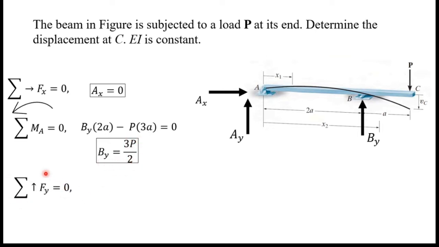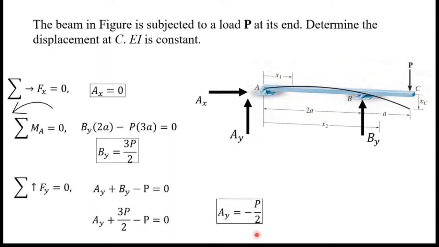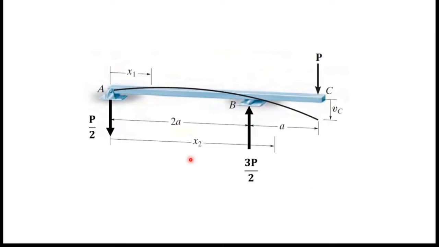Next I will consider the sum of all the vertical forces. I will have Ay plus By minus P equals 0. I can substitute the By value, then I will have Ay plus 3P over 2 minus P equals 0. When I simplify this, I get Ay equals minus P over 2. This minus sign means the Ay force acts not upward, it's a downward force. So here you can see the complete free body diagram. I marked the support reactions here at A and at B.